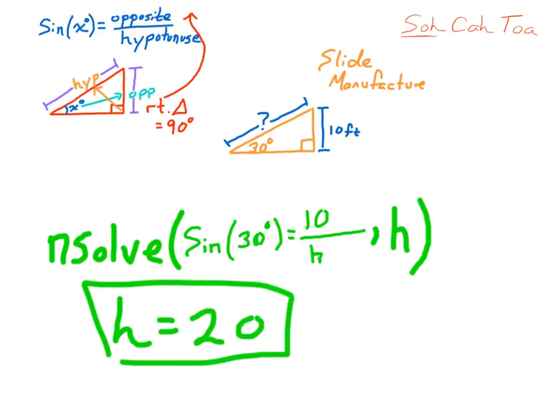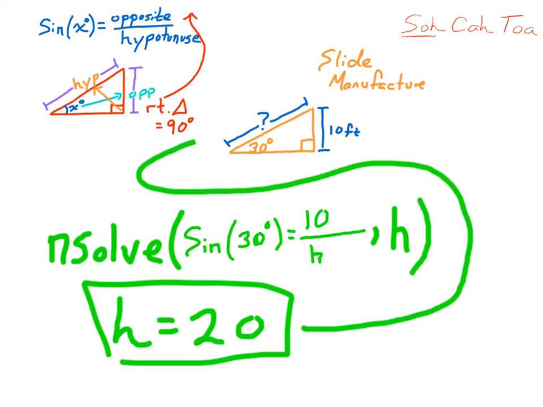Ta-da! So that means what? My hypotenuse of this slide right here is 20, or in real terms, it is the length of the slide. So if I want a 10-foot slide at a 30-degree angle, the actual slide itself is going to be 20 feet long. Whee! Isn't that fun?